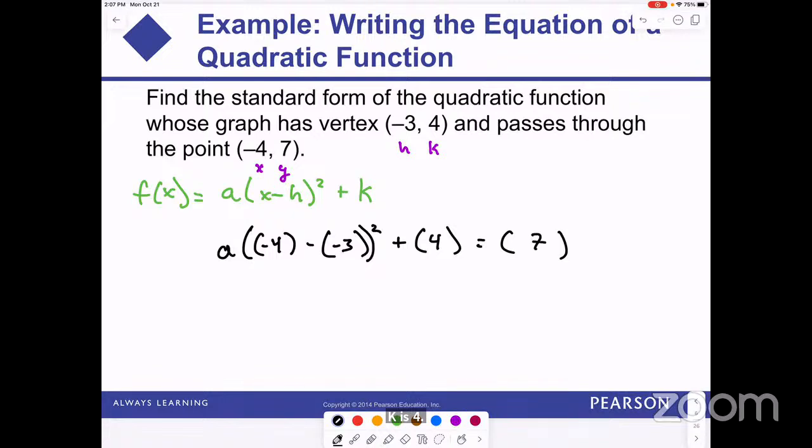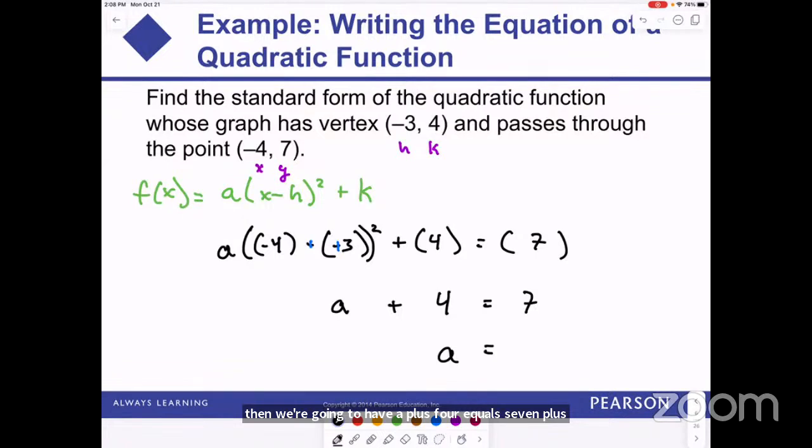Notice at this point we have one equation, one unknown. There's only one thing we don't know, so we can solve the equation for the missing item. Notice we have that double negative at play, so double negative becomes positive there. -4 plus 3 is -1. Squared is +1. So then we're going to have a plus 4 equals 7. So then a equals 3.